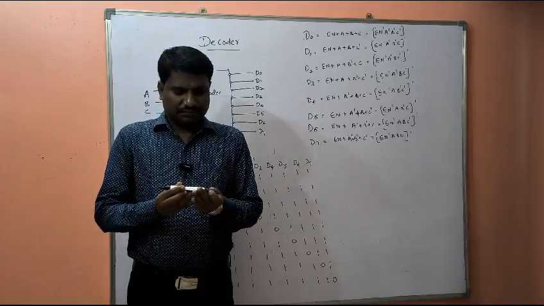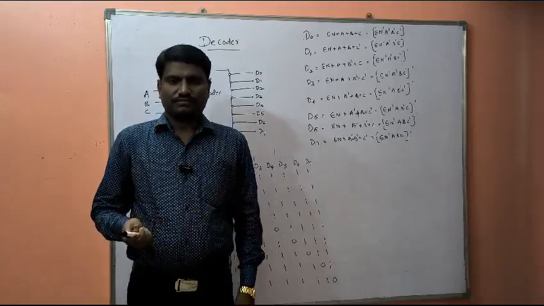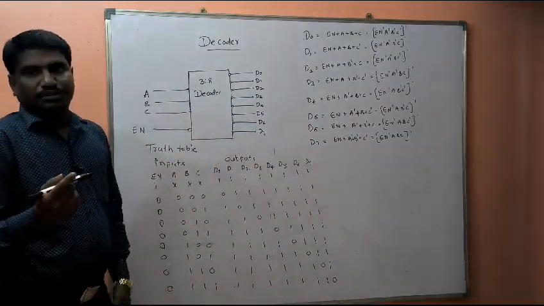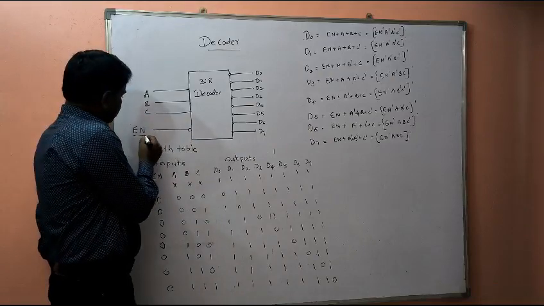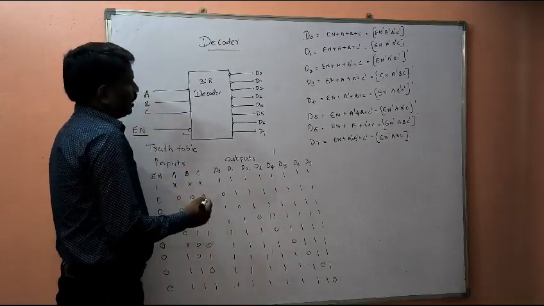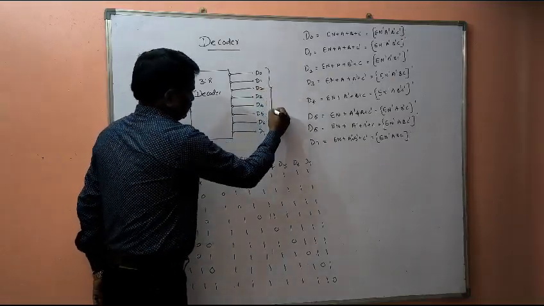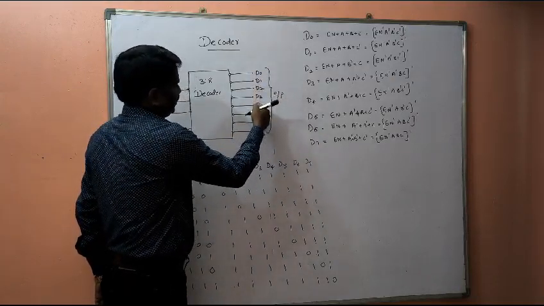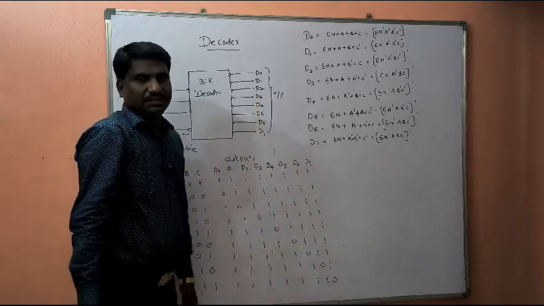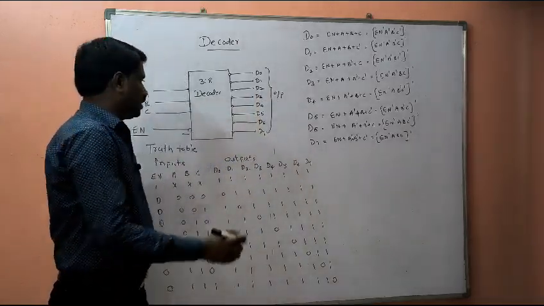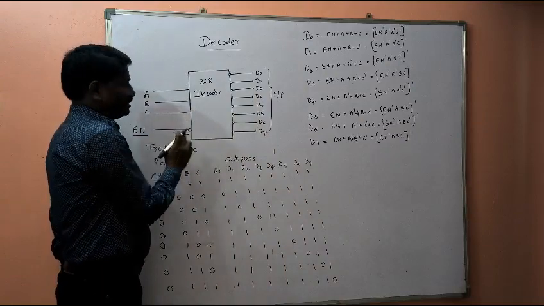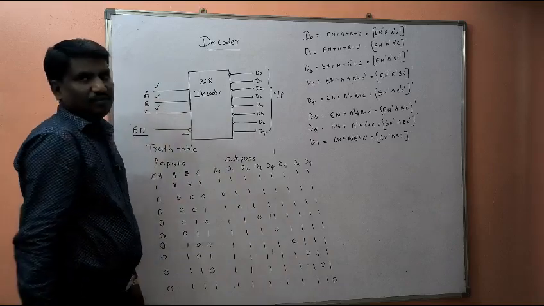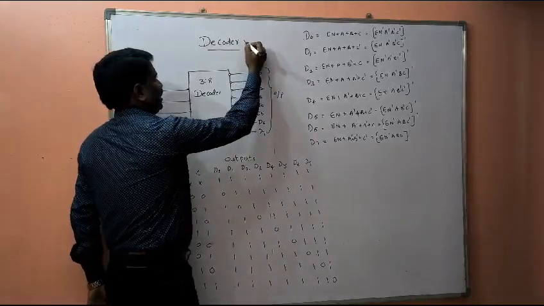My dear students, we will look at the design of a decoder which has active low inputs and active low outputs. There is an enable input which is active low, and a set of outputs for the decoder: D0, D1, D2, D3, D4, D5, D6 and D7. These are also active low outputs. In the inputs, only enable is active low, whereas A, B, C are active high. For such a decoder, we would like to look at the design.